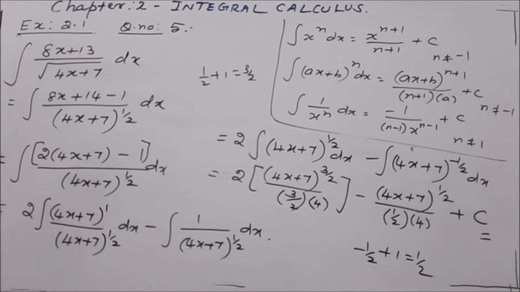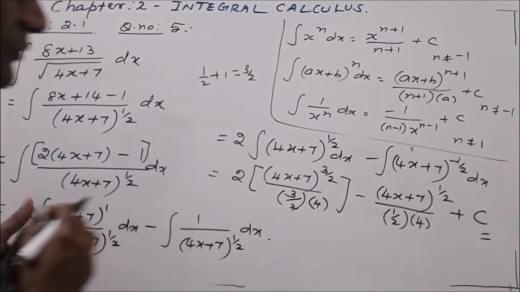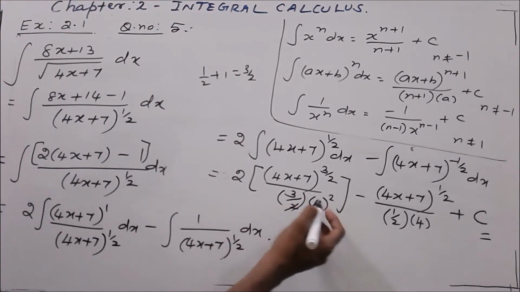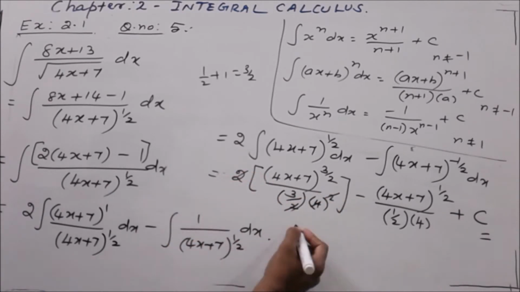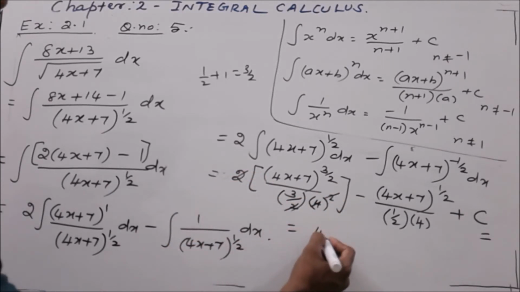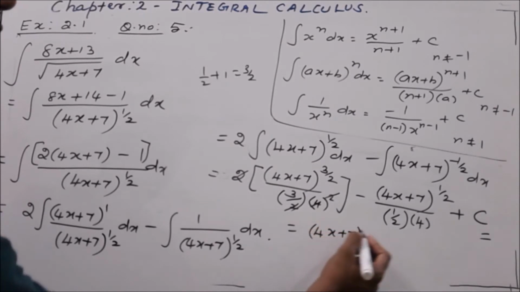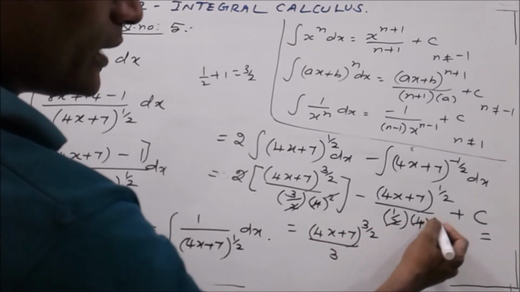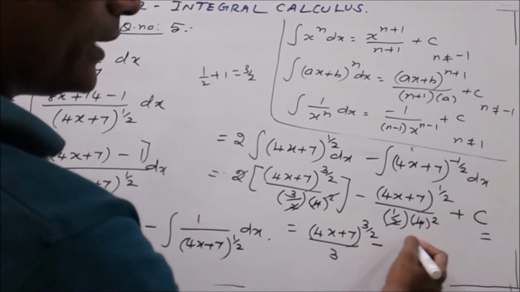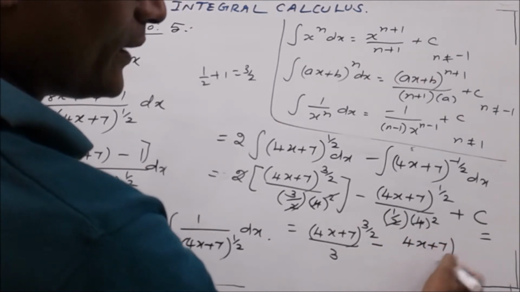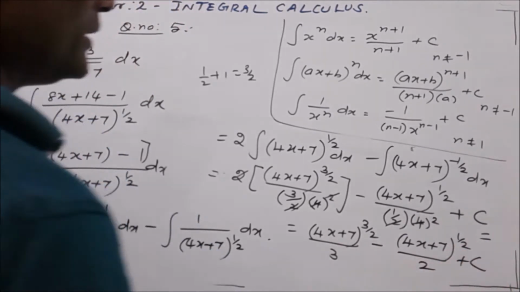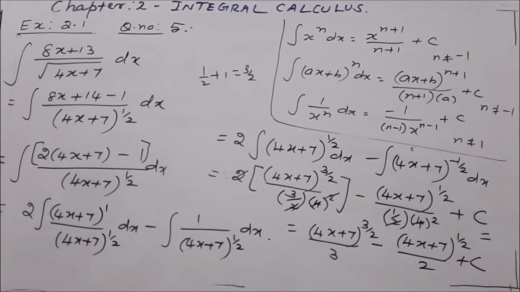Now simplifying this, we can have these 2 and 4 get cancelled by 2. Now this 2 and 2 again cancel, that is equal to 4x plus 7 whole power 3 by 2 by 3. Here 2 and 2 get cancelled by 2. So minus 4x plus 7 whole power 1 by 2 by 2 plus c is the final answer.